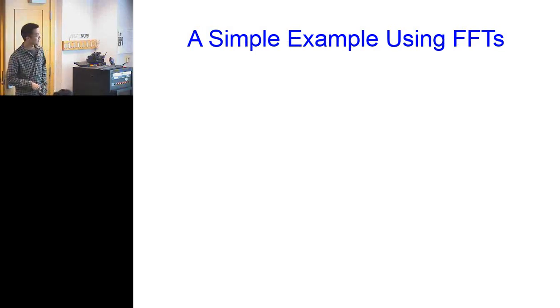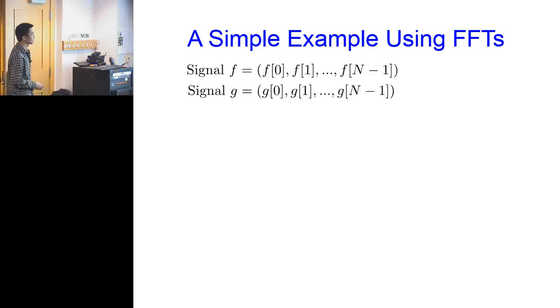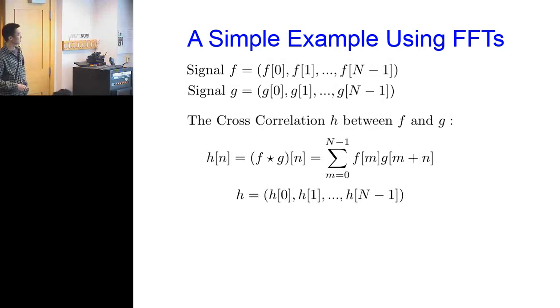So why are we interested in the FFT and what is it useful for? I'll give you a simple example where we can use the FFT to accelerate our calculation. You are given two signals, F and G. They are very general signals; you can plug in whatever quantity you are interested in. What you want to calculate is the cross correlation H between F and G. The cross correlation is also a vector of length capital N.